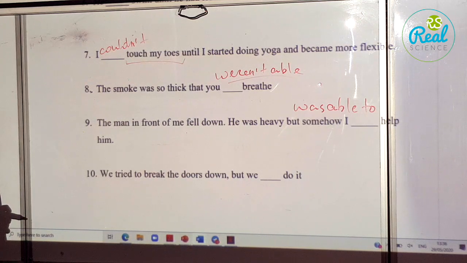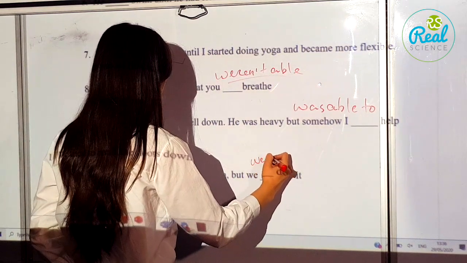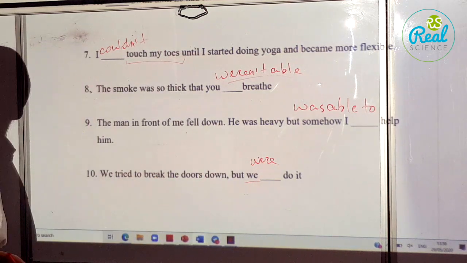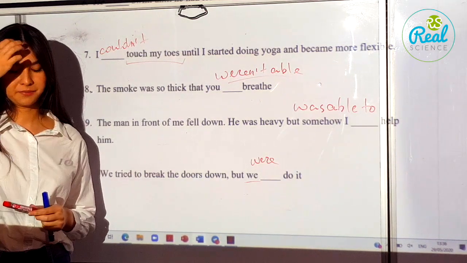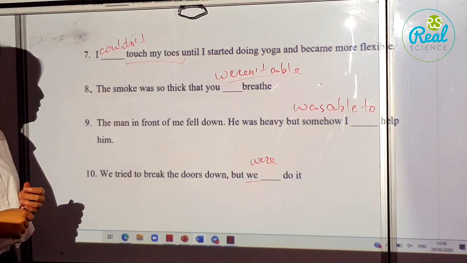So tenth, we have Abu Bakr. Can you read? Yeah, teacher. "We tried to break the doors down, but we couldn't." Look, guys, here we have "we", so we tried to break the doors. You state that with the negative form we can use couldn't, or were not able to, or managed.